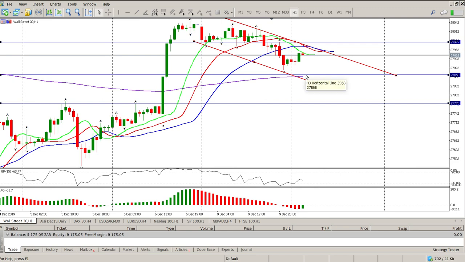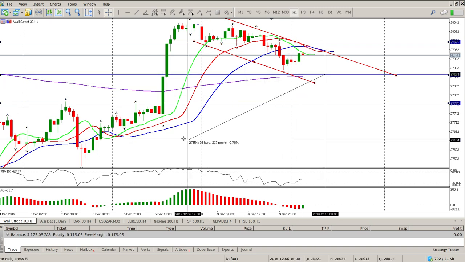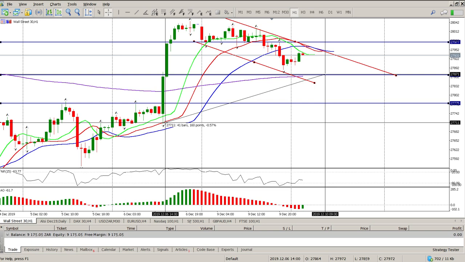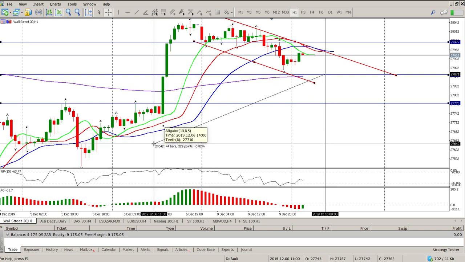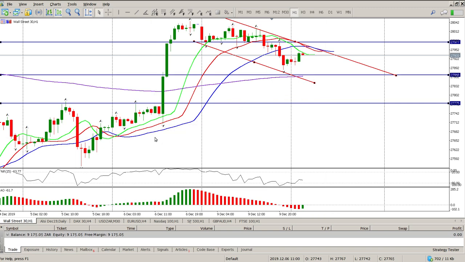I'd be tempted to take a trade off there, probably a small one, because I want to keep my stop below this fractal here. So that's a 229 point stop loss. That's going to have to be very small. Alternatively, you want to watch for some kind of pin bar, or pretty much anything that's going to indicate a move off this level.